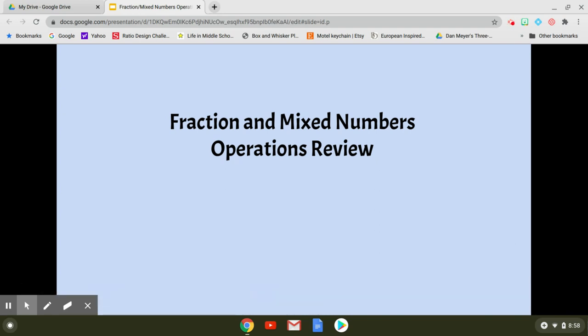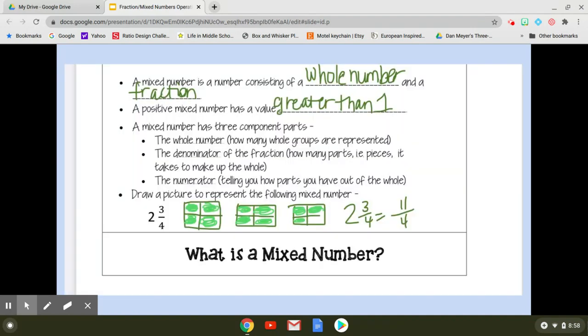In this video, we're going to look at fractions and mixed numbers, different operations review. So what is a mixed number? Well, it's a whole number and a fraction combined. A positive mixed number has a value greater than 1, and it's got 3 parts. We've got the whole number, the denominator, which tells you how many parts, and the numerator, which tells you how many parts out of the whole.